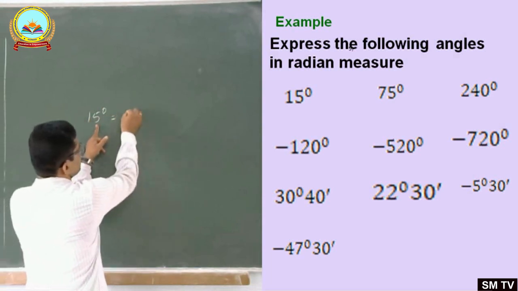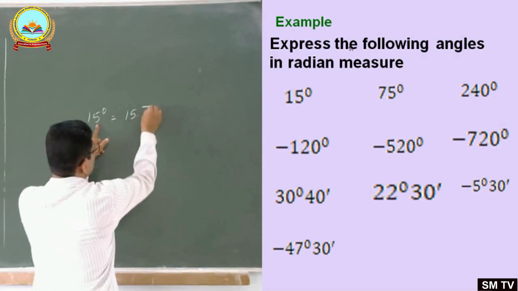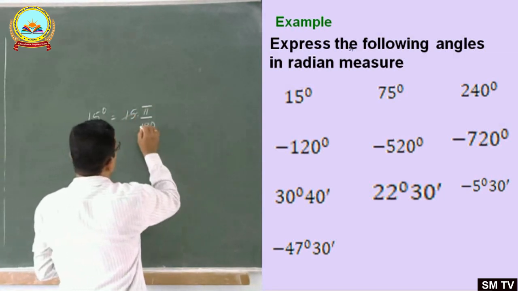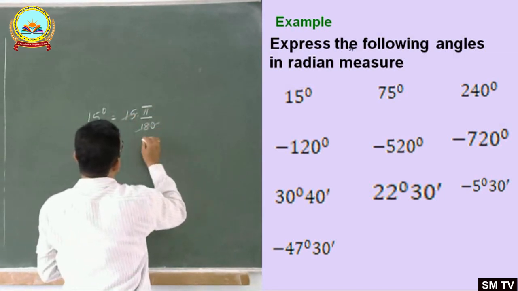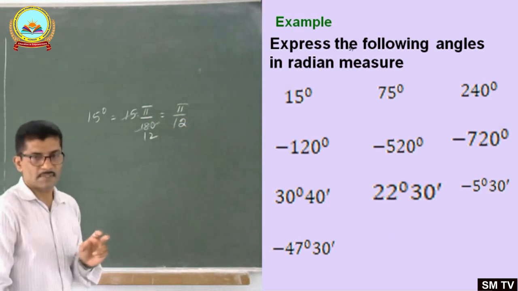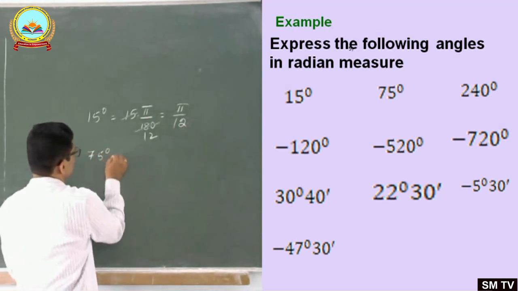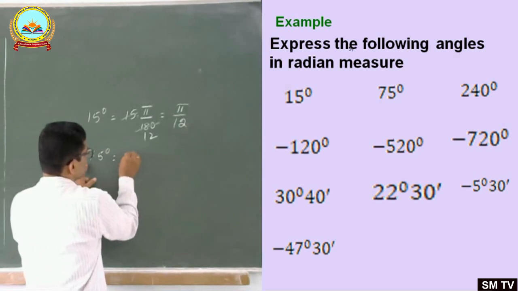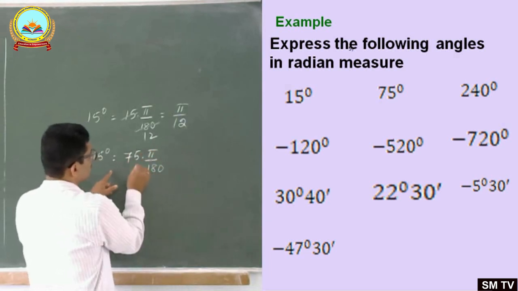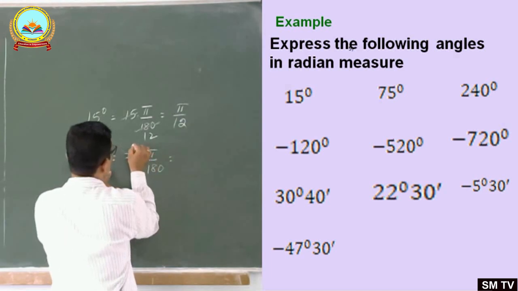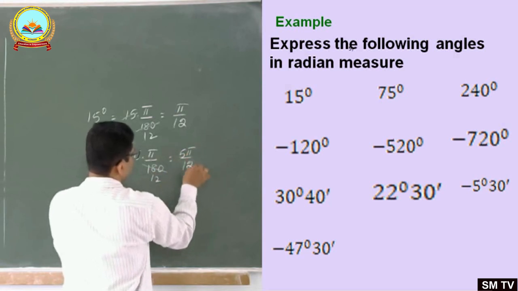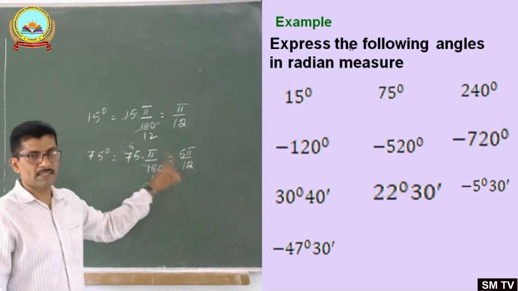Multiply by the conversion factor pi divided by 180. The first one is 15 degree, converted into radian measure, so 15 is multiplied by the conversion factor pi divided by 180. 15 1s are 15, 15 5s are 75... simplifying, you get pi divided by 12 radian. Next, 75 degree is converted into radian measure: 75 multiplied by pi by 180. Simplifying, you get 5 pi divided by 12 radians.